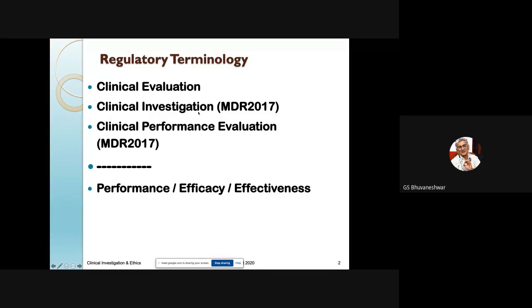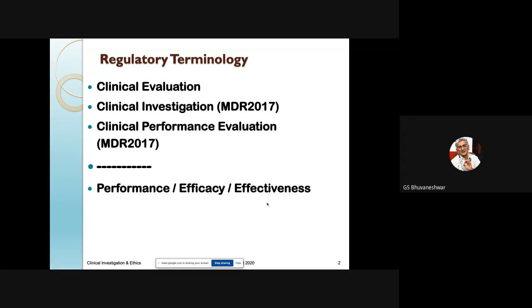They use the term clinical investigation. MDR also uses the term clinical performance evaluation for in vitro diagnostics, which is different from clinical investigation. And the main aim is to look at the three terms which can be confusing but mean slightly different. One is performance, efficacy of a device, and the effectiveness of the device. It's also used in drugs, the effectiveness of a drug.